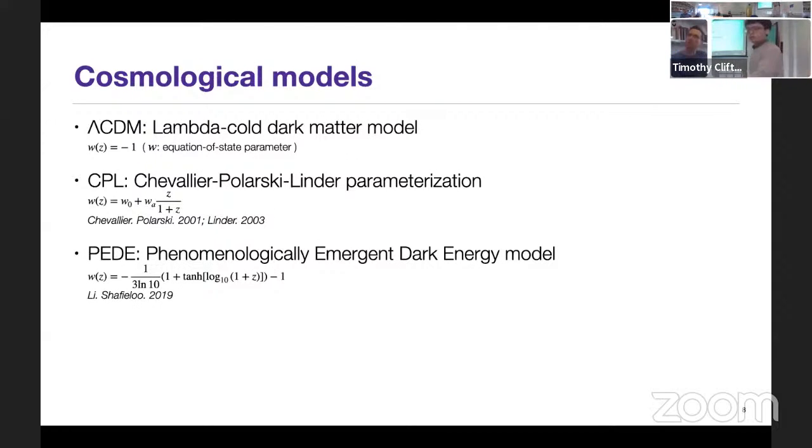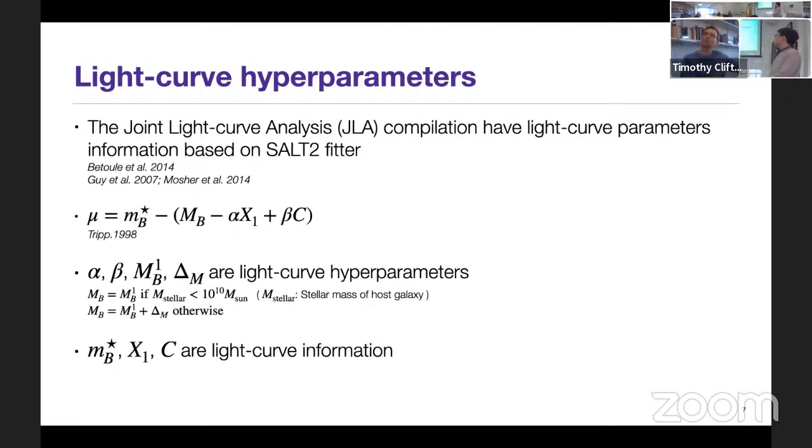Are these the stretch and color parameters, alpha and beta? Yes, they are proportional. X1 and C are the stretch and color information, and alpha and beta are proportional factors to those two.